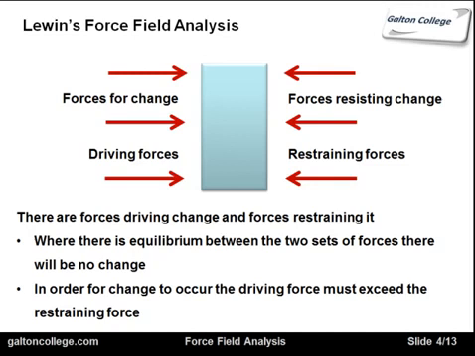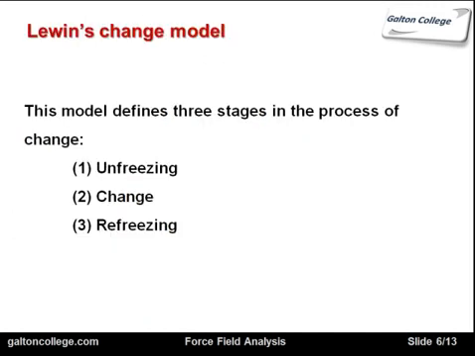Who exactly is involved in the forces for change, and who is resisting it? And what do the stakeholders think? So it's quite a straightforward model in that sense. The model defines three stages in the process of change, what Lewin called unfreezing, change, and refreezing. So there are three stages in this model.